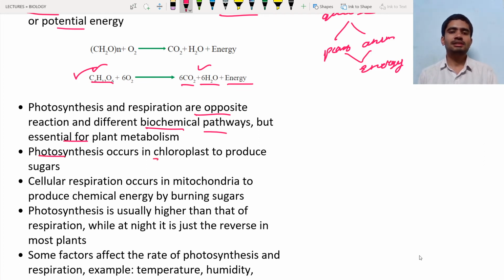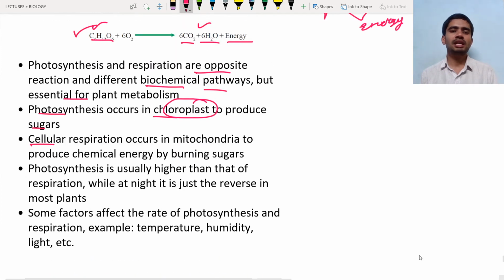Photosynthesis occurs in the chloroplast to produce sugar. The chloroplast is an organelle and contains chlorophyll. There will be excitation of the chlorophyll molecules to produce energy, which we have discussed in the first chapter, the mechanism of photosynthesis. Cellular respiration occurs in mitochondria to produce chemical energy. What is chemical energy? The sugars. These sugars are burnt, and when burnt, they release energy like ATP molecules.